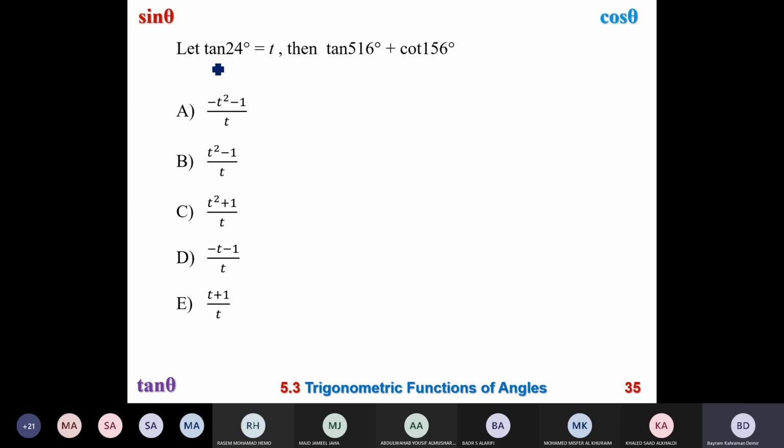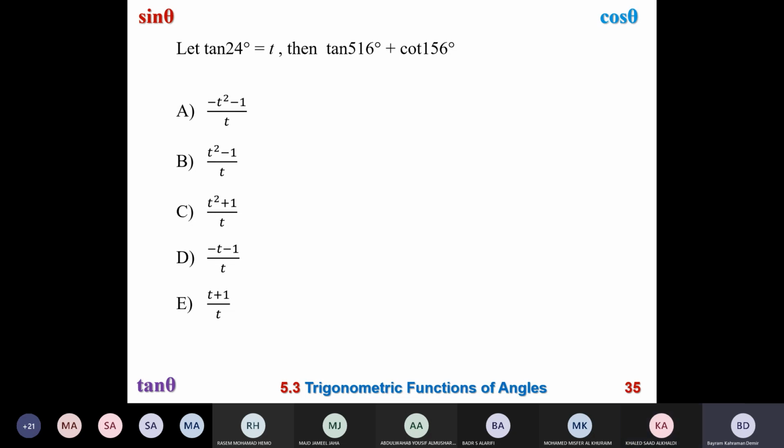Here we have tangent of 24 degrees given as t. Because we don't know the value of tangent 24, we just call it t. This number is t, tangent 24 degrees. How do we calculate tangent of 516 degrees plus cotangent of 156 degrees in terms of t?